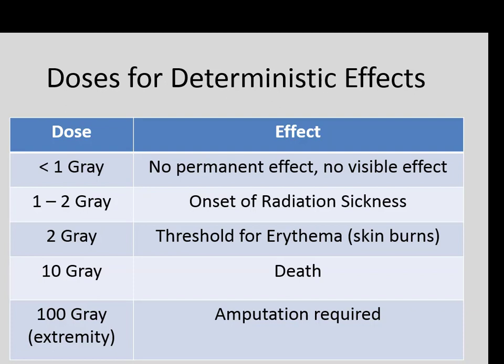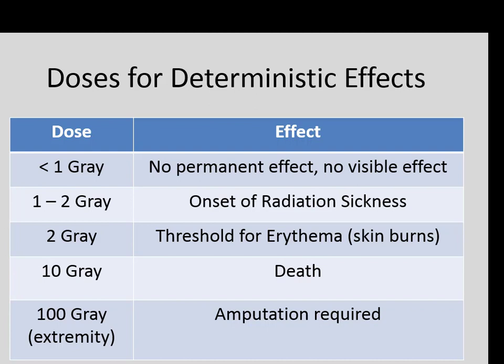In terms of the doses for deterministic effects, essentially the threshold for a permanent effect is about 1 gray of absorbed dose. There are some effects below 1 gray, from about 0.5 gray to 1 gray. These are temporary effects and they're not visible. Between 1 to 2 gray, there's the onset of radiation sickness. At 2 gray is the threshold for erythema, for the skin burns. This is important in the cardiac cath lab because long complex cases may result in skin burns.